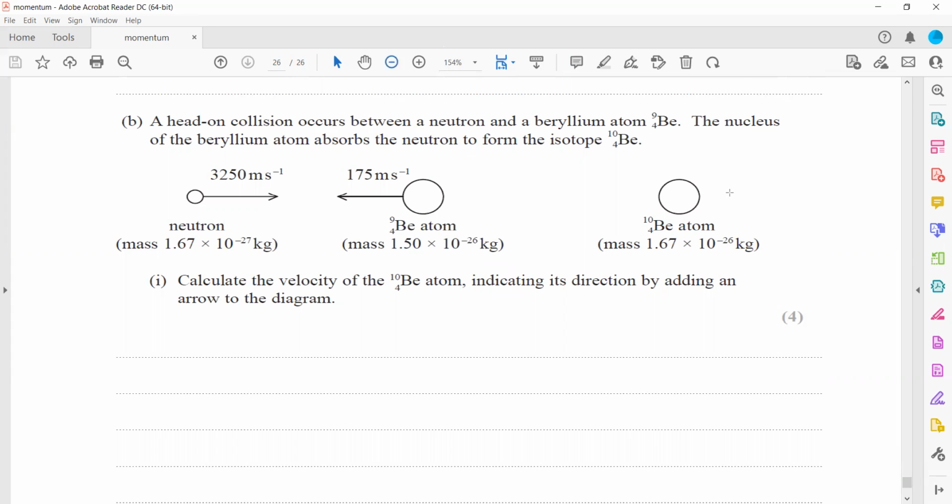For example, if we consider it moves towards the right and our final answer is negative, it means it moves in the opposite direction. Or if we consider it moves towards the left and our final answer is positive, it means the direction we assumed is correct. So we just need the velocity here. The total momentum before collision is equal to the total momentum after. So the initial momentum of the neutron is 1.67 × 10^-27 times the speed 3250.